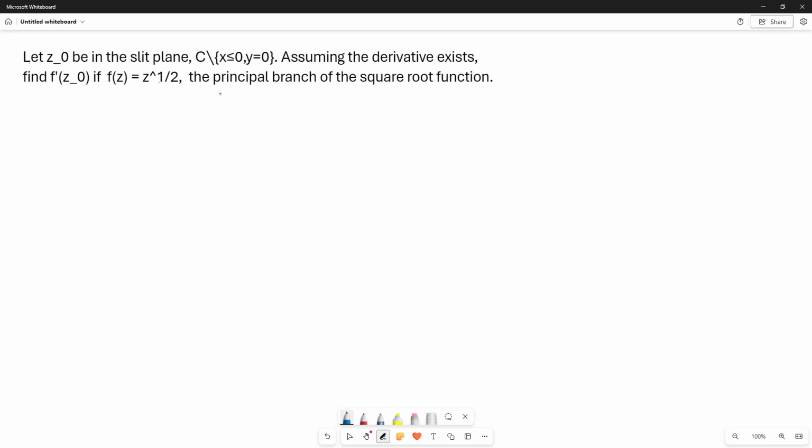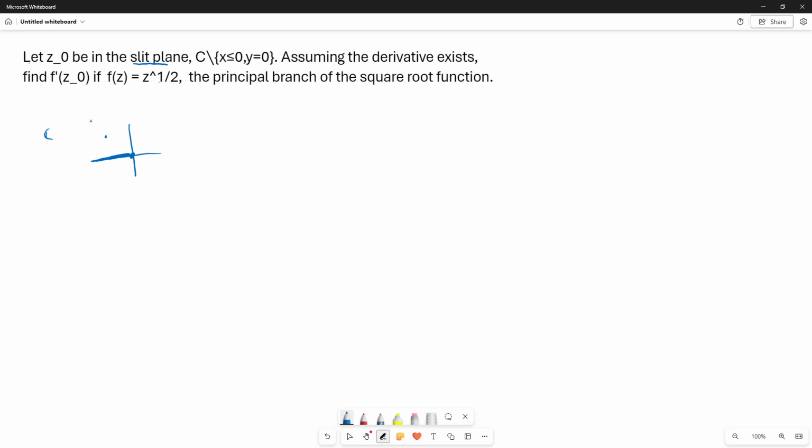Okay, we would like to find the derivative of the square root function, z to the power 1/2, the principal branch of the square root function. So we're going to first take the complex plane and make the slit: the complex plane minus the non-positive real axis. So we're removing these points from the plane, so that's called the slit plane. And that way this function will be continuous in the slit plane, and it will have a derivative as well.